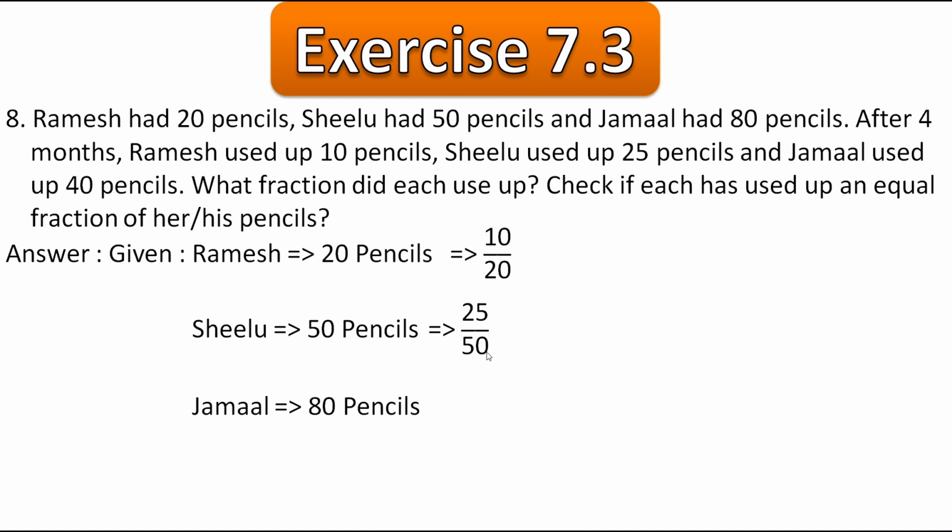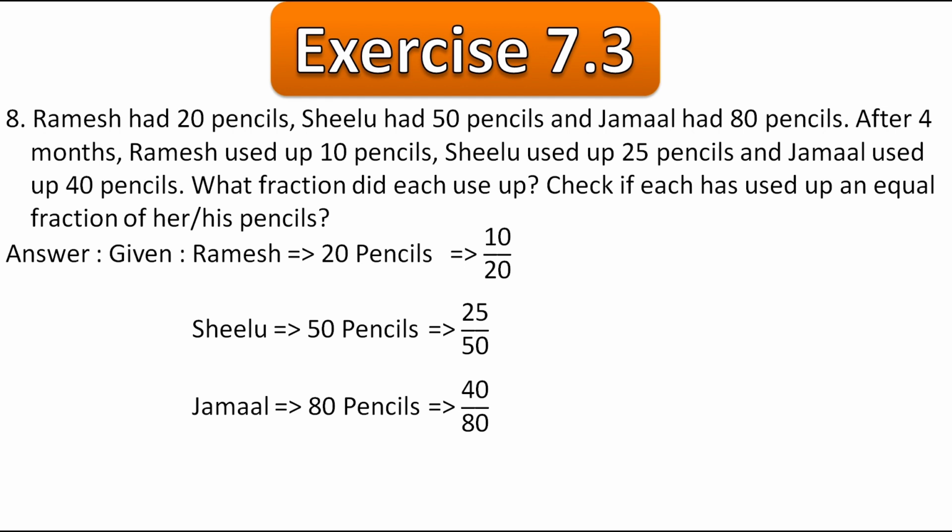Now for Jamal, he used 40 pencils, so 40 out of 80. So the fraction is like this. Now, what fraction did each use up? So these are the fractions they have used up. Check if each has used up an equal fraction of her or his pencils. For that we have to reduce these fractions into simplest form.